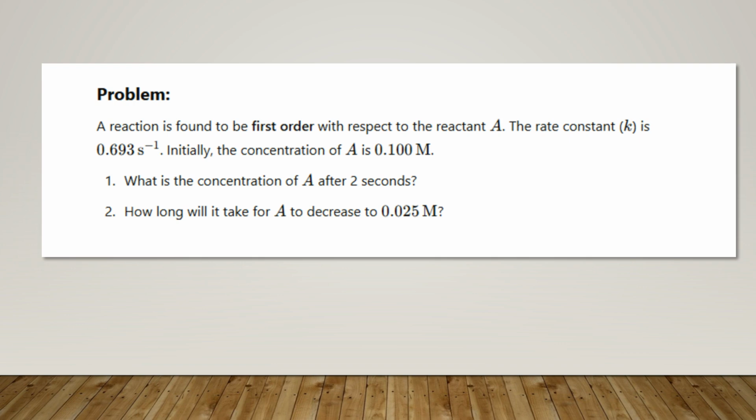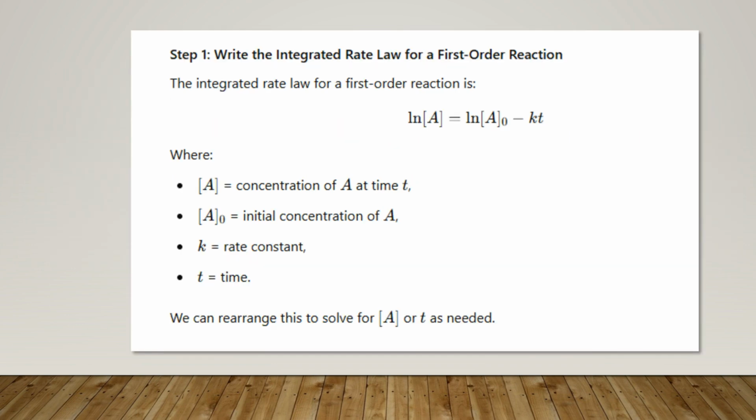Here's a problem. A first-order reaction with reactant A has a rate constant of 0.693 per second and an initial concentration of 0.100 M. We need to find the concentration of A after 2 seconds and the time for A to decrease to 0.025 M. Step 1 is to write the integrated rate law for a first-order reaction. We have the natural log of A at time t equals the natural log of initial A minus k times t. We can rearrange this formula to solve for concentration or time.